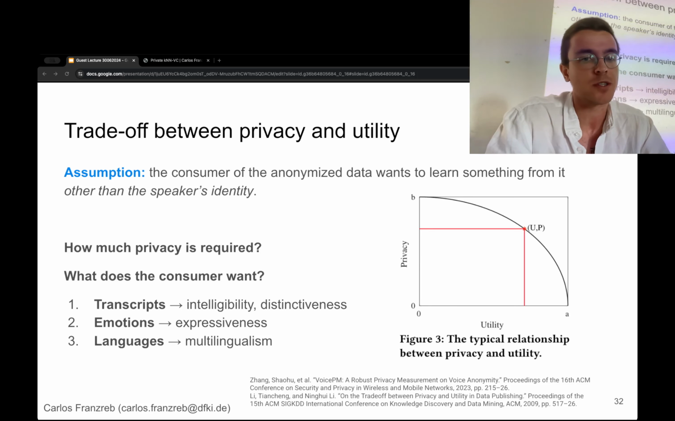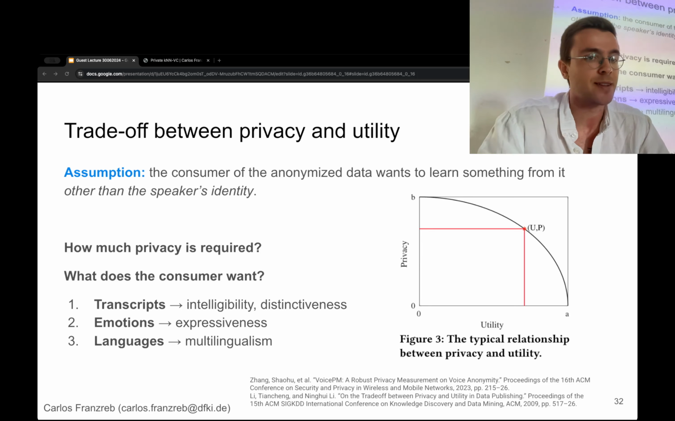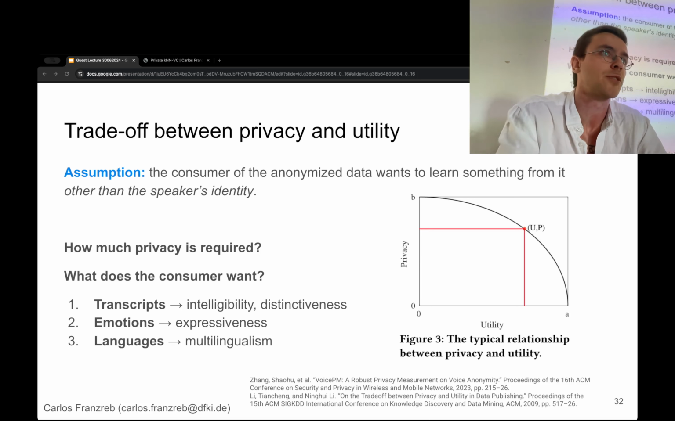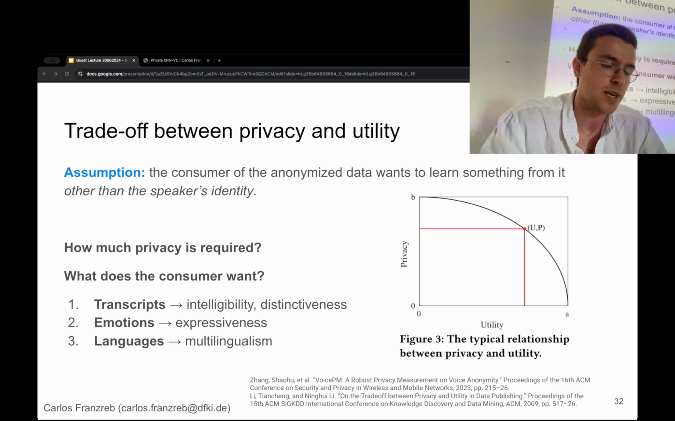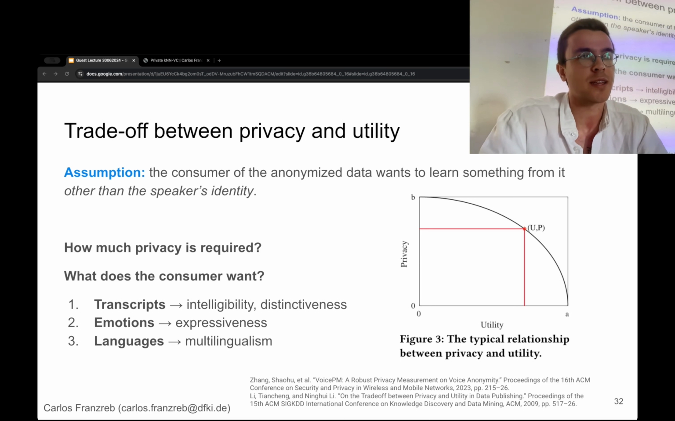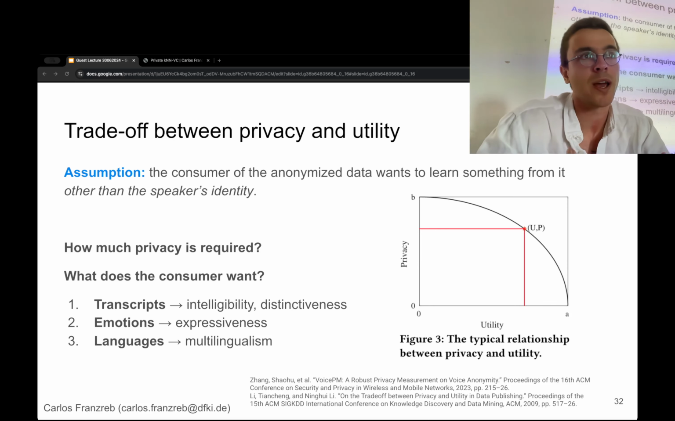If it's transcripts, then you would go into intelligibility, or if there's a multi-party conversation that you're recording, also distinctiveness is important. And for example, this is easier to anonymize because intelligibility, the transcript, is easier to disentangle from the speakers. The second utility mentioned here, emotions, is much harder, right? Because it's really hard to disentangle the meaning of the emotion and the particular way the speaker is expressing it.